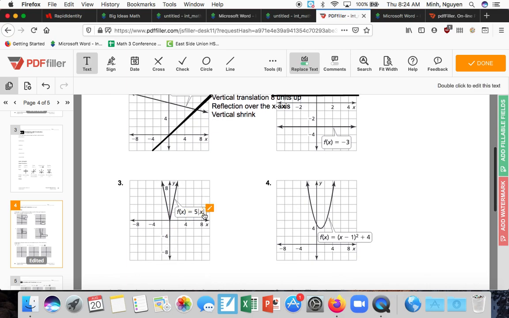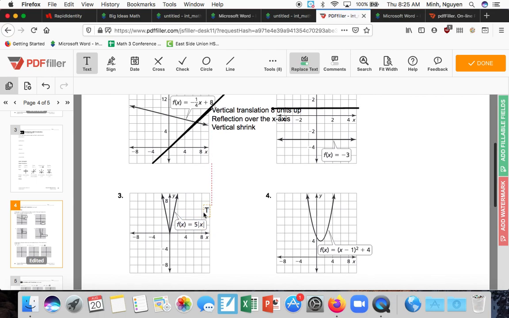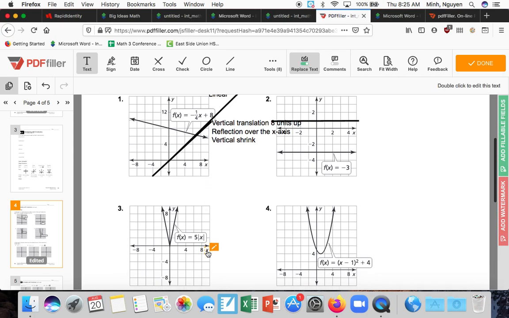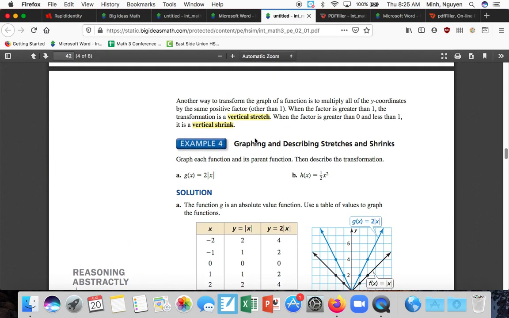Okay, so this is absolute value. We don't have any pluses or minuses anywhere, so we don't have to worry about translations. We do have a 5 right here, and think about which one that means if it's 5. All right, I'm going to leave that for you. When the factor is greater than 1, the transformation is a vertical stretch. When the factor is greater than 0 and less than 1, it is a vertical shrink.